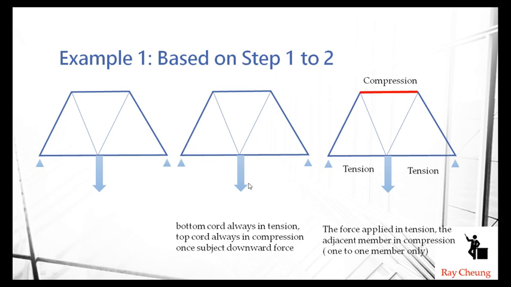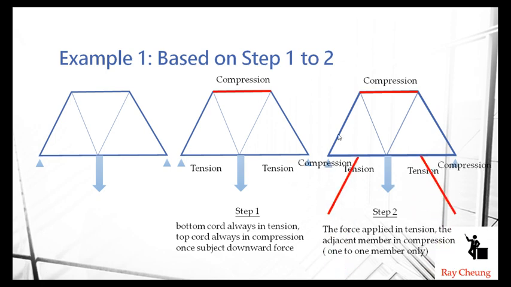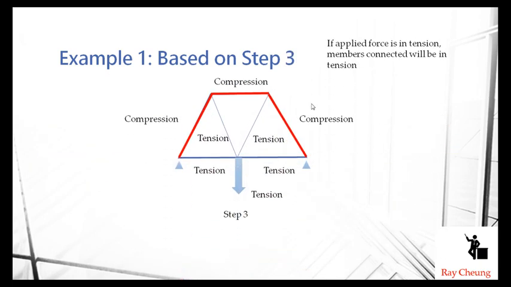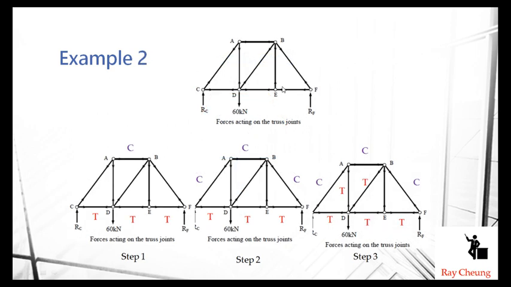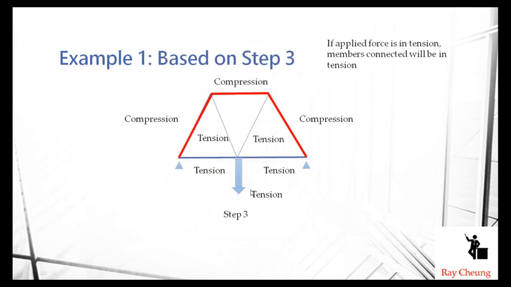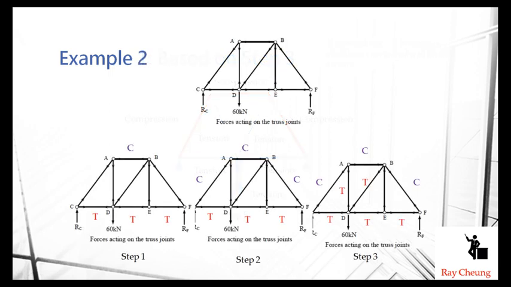And based on this simple structure, for the first step, all the bottom forces should be in tension and the top chord in compression. And for the second step, if you understand this is in tension, this member should be in compression. And we follow the final step. This member is in tension. We also found this is tension and tension. And you only use 1 minute. You can easily find out whether the member is in tension or in compression.